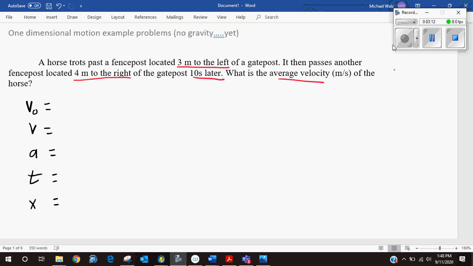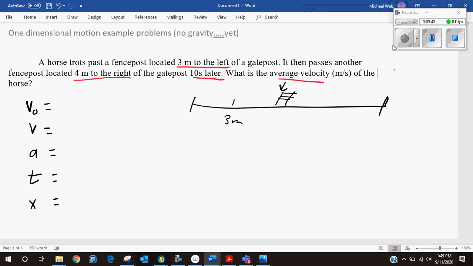So it says a fence post located. Well, I'm going to have to draw a picture because a picture is worth 1,000 words. So here's the track where the horse is. Let me try to figure this out. It says 3 meters to the left of a gate post. So we'll say that this is the gate post. This right here is the gate post. So this is 3 meters.